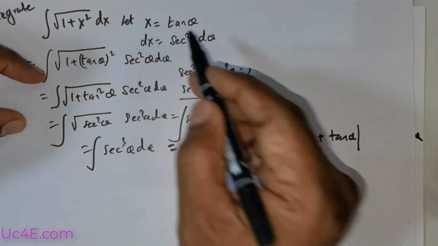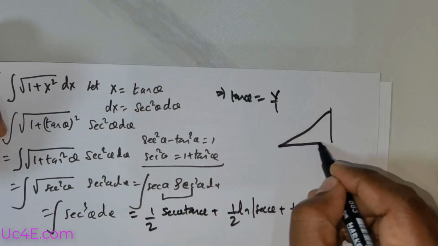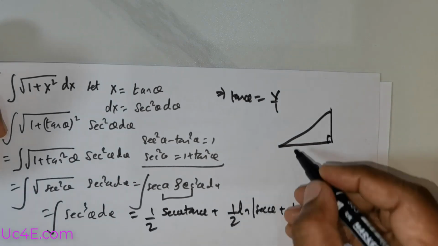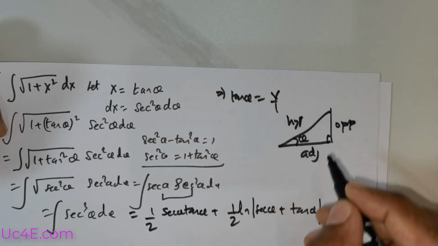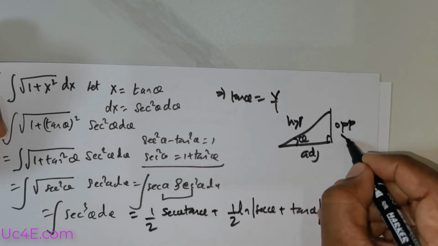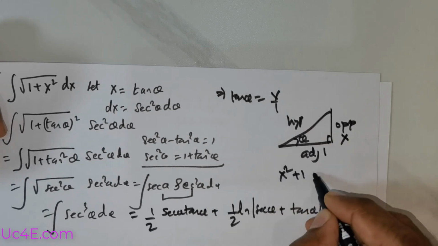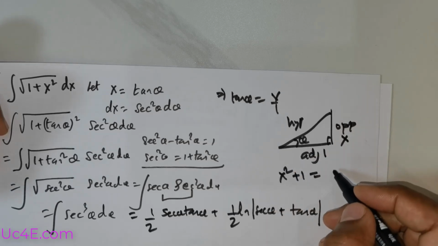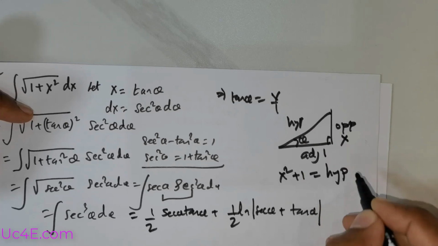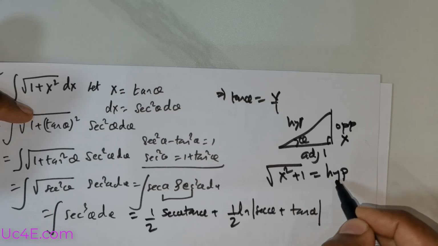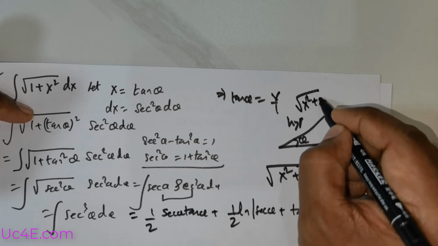Now I've taken x is equal to tan theta. So this means tan theta is equal to x over 1. You draw the famous right triangle. Now this is theta, this is opposite side, this is adjacent side, this is hypotenuse side. Now tan theta is x over 1. If I were to square this, I would get x squared plus 1 squared is equal to hypotenuse squared. So this is going to be hypotenuse squared, but we need only hypotenuse. So hypotenuse is going to be root of x squared plus 1.